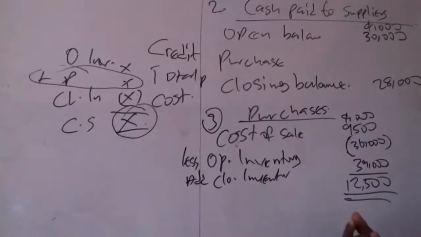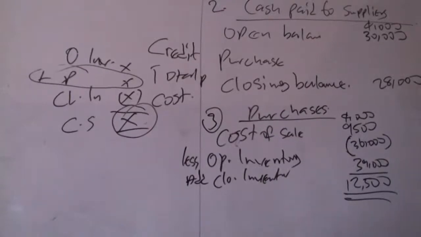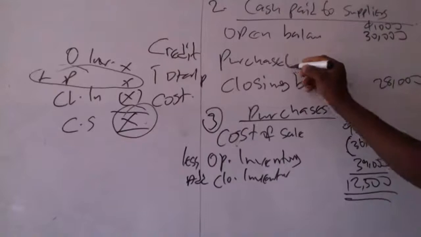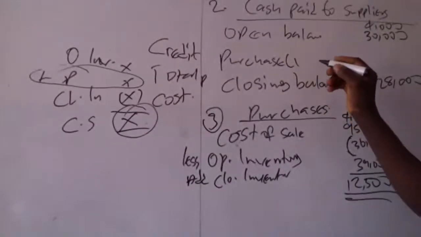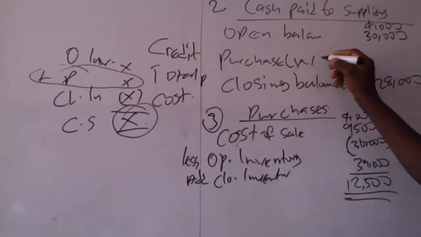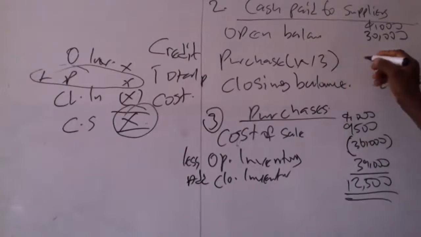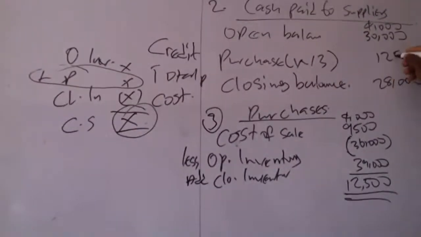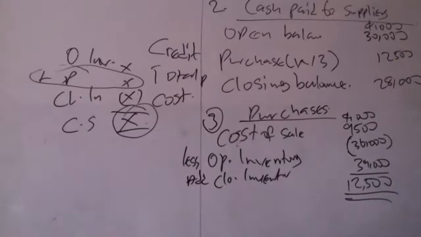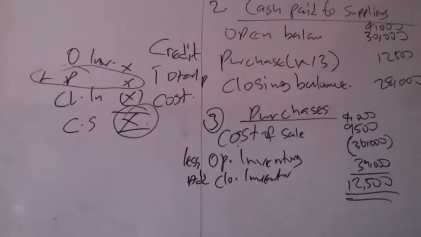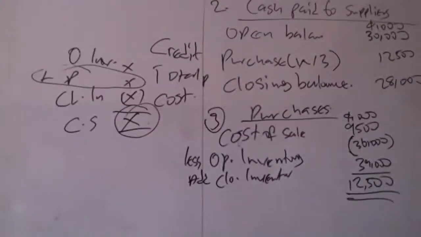Okay, so kindly confirm the answer for me. Now let's come and put it here. Purchases, workings number what? Workings number 3. That's 12,500. Good. That's 12,500.